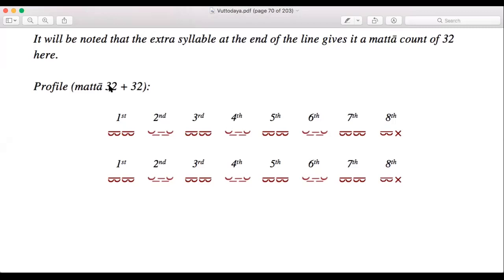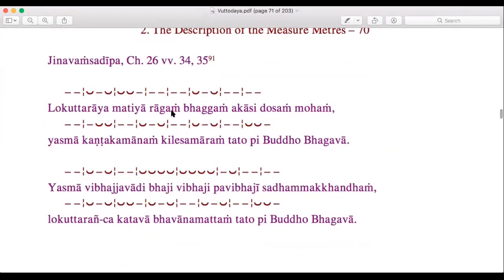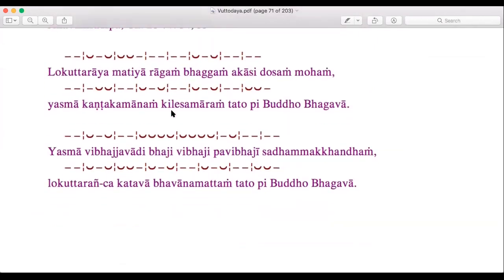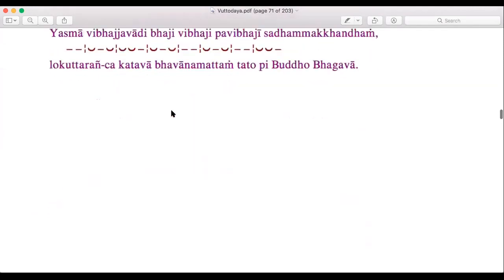Here one extra garu is added, so it becomes 32. So both halves are same. So there are 32 mattas in both halves. And here are some examples, and they are not examples for Giti verses.